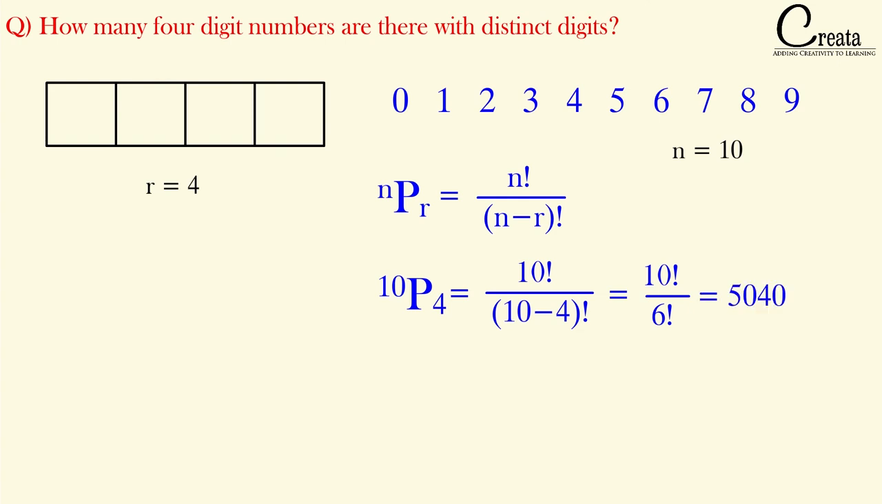That is equal to 5040. But the trick is that this 5040 numbers will include some numbers which start from 0, because we have used the number 0 as an input for the first slot also. So we have to subtract all those numbers which are starting from 0, that is all the 3 digit numbers.